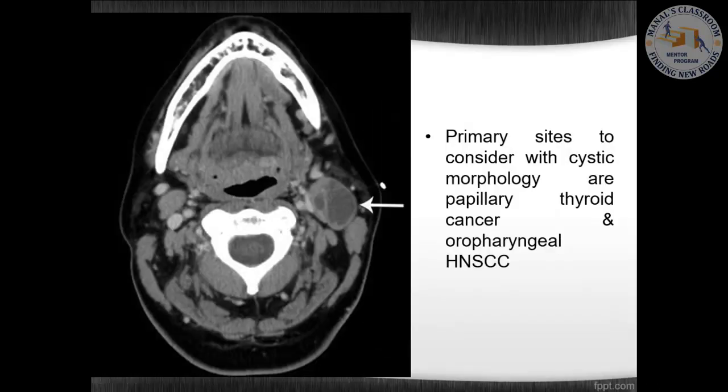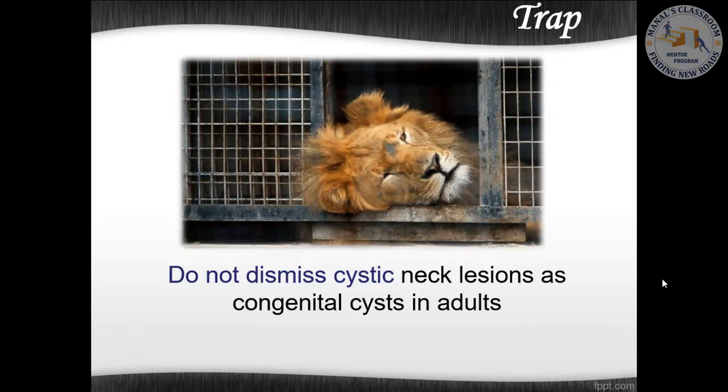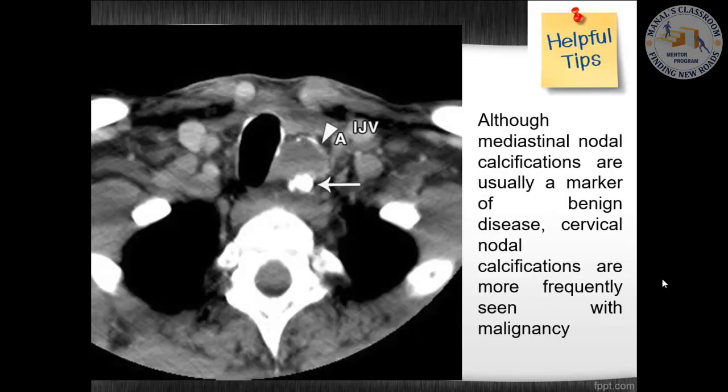Primary sites to consider with cystic morphology are papillary thyroid cancer and oropharyngeal head and neck squamous cell carcinoma. So if you are not aware of the primary and you find a necrotic enlarged lymph node, you have to think of those 2 primary sites and search for the tumor. The next trap: don't dismiss cystic neck lesions as congenital cysts in adults. You have to give more concern to this.